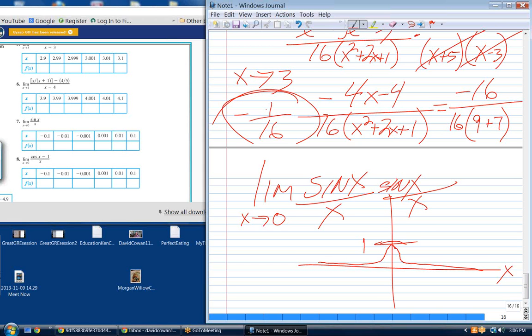But that's actually not proof, believe it or not. In other words, in my book, when they give you this problem and they show you the graph, they say the graph suggests that the limit is 1, but it's not proof. And we're not quite ready for proof yet. Even L'Hopital's rule is not proof.